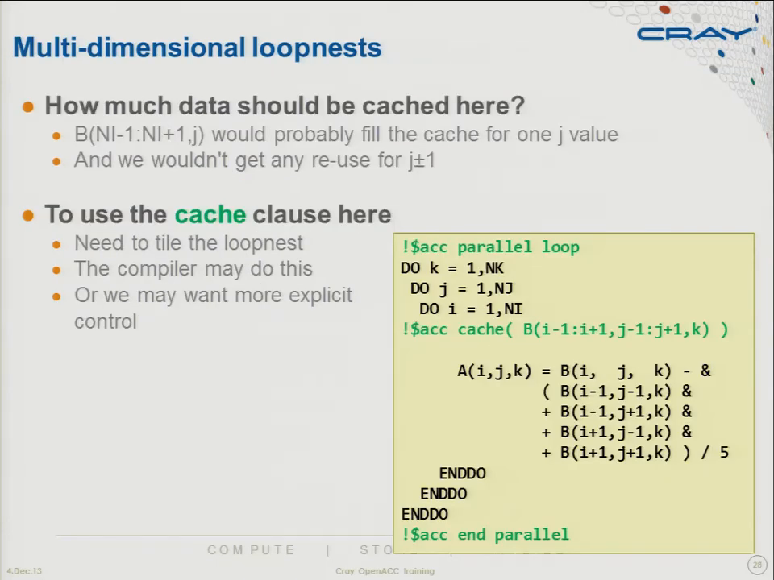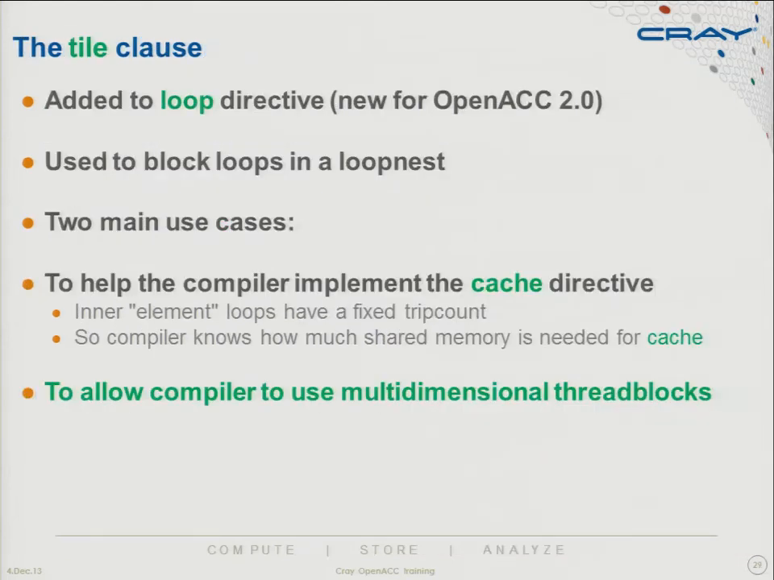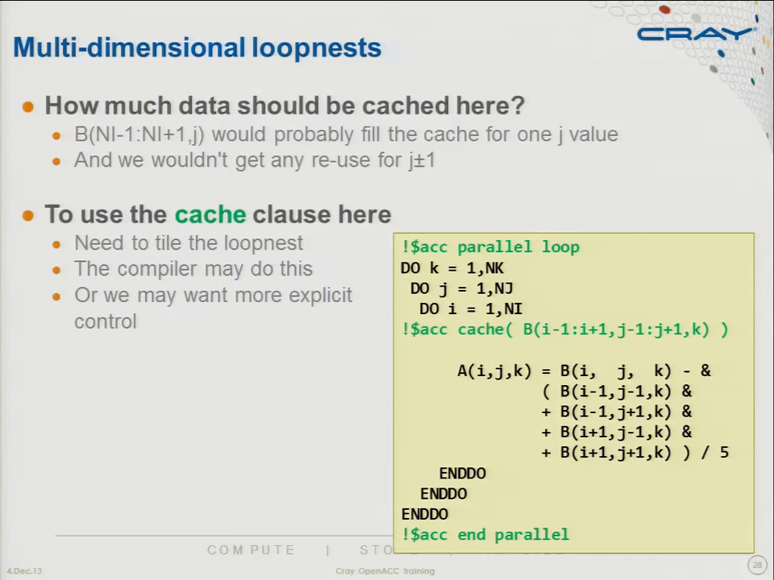So for this example here, you may decide, from the point of view of I and j, there could potentially be some reuse on this range. Now, when you use this cache directive, you need to know how many threads are in the thread block to know what block of data should go into the cache. So the compiler needs to know this, and in some cases it's not obvious. And if it's not obvious, you need to start blocking this loop nest.